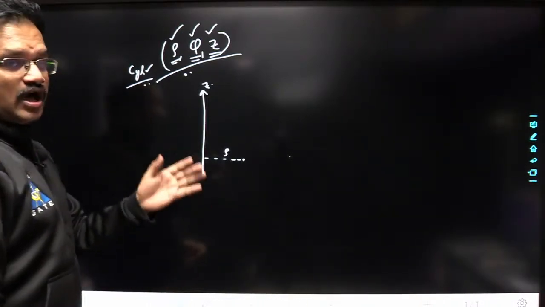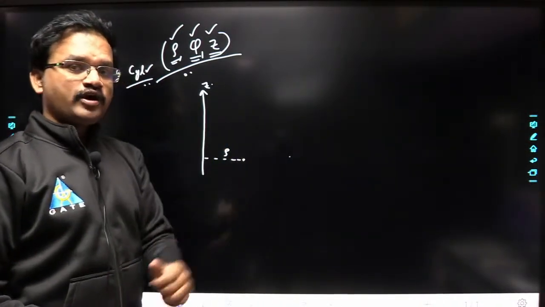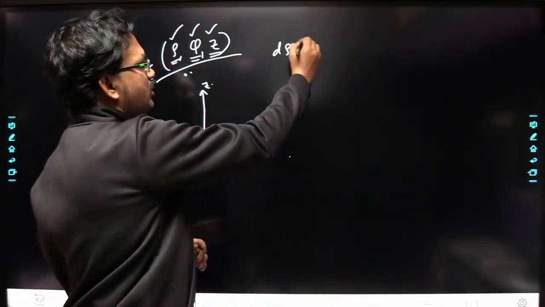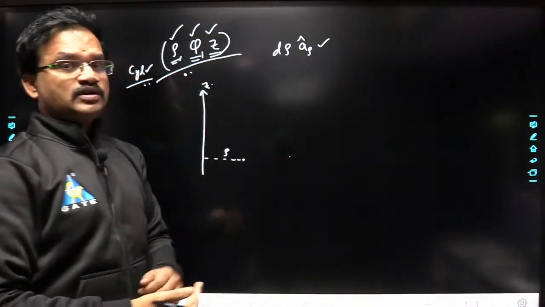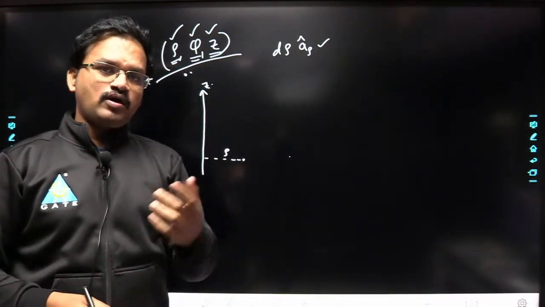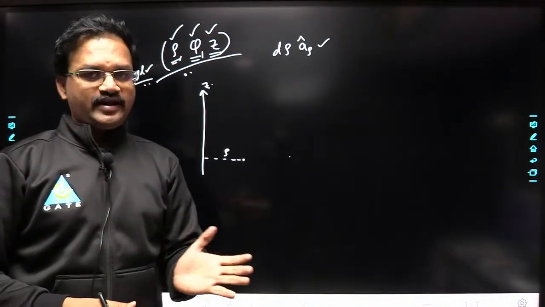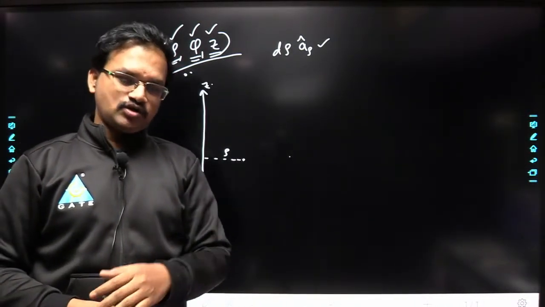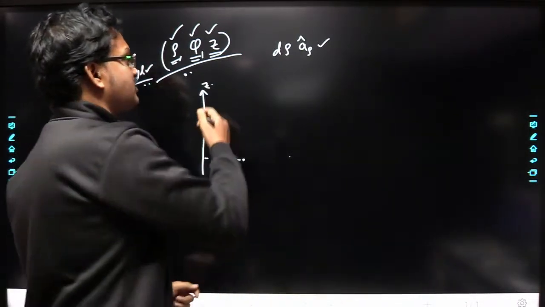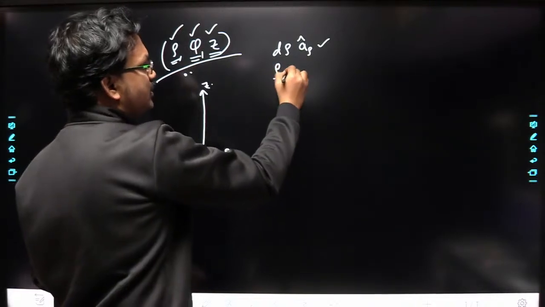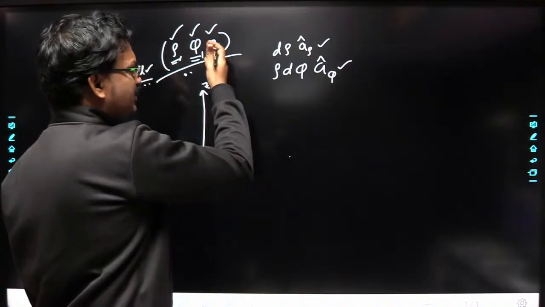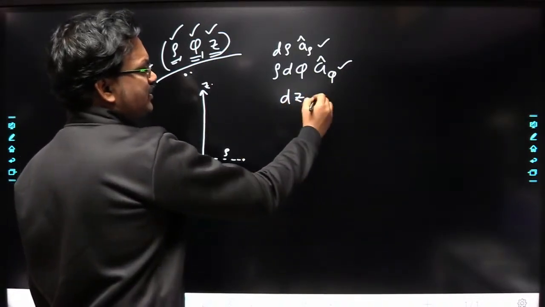Rho is the normal distance from the axis of the cylinder to any point on the surface of the cylinder, and the differential length along rho is d rho a rho cap. Phi is the angle between the x-axis and rho, measured with respect to the x-axis in the anti-clockwise direction. As phi varies, you move along the circumference of the circle, and the differential arc length along phi is rho d phi a phi cap. Next, the differential length along z is dz az cap.